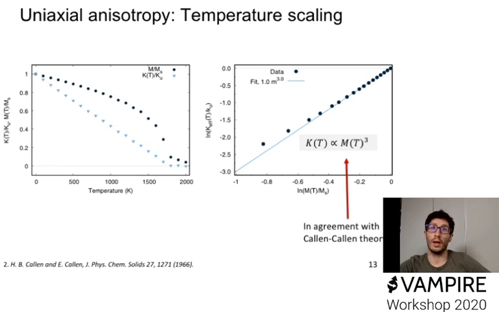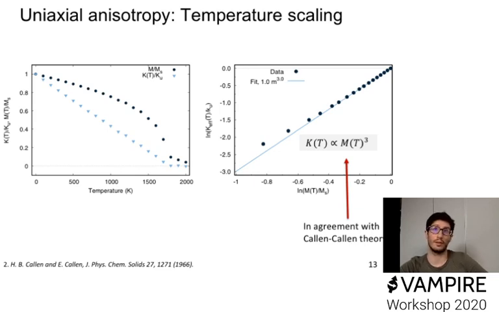The reason why the magnetization doesn't go to 0 is because the simulation was done for a fairly small system, so we do have some finite size effect, which will give you this tail.